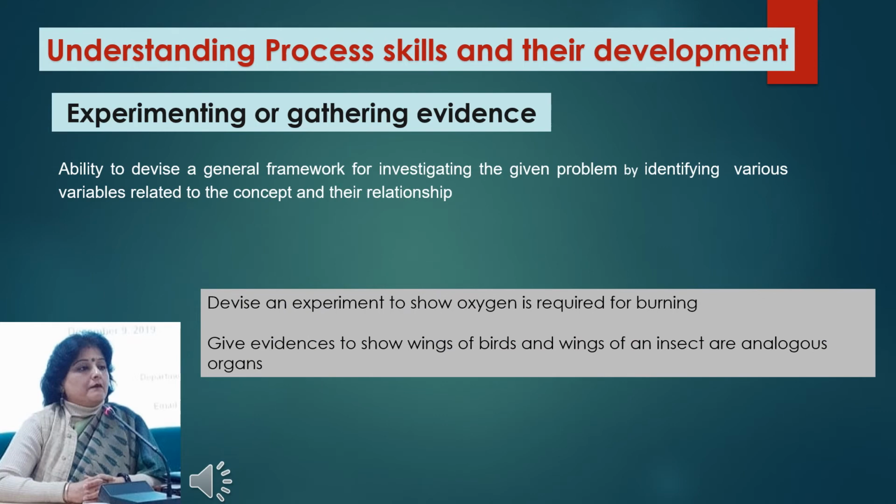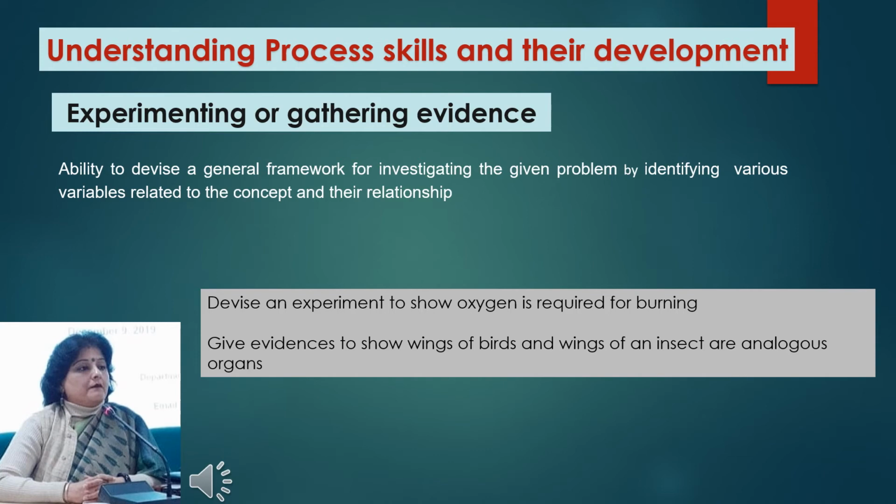The most important process skill that we have been experiencing in science is experimenting, or gathering evidence where experiment is not possible. And this is therefore the ability to devise a general framework for investigating the given problem by identifying various variables related to the concept and the relationship between them.